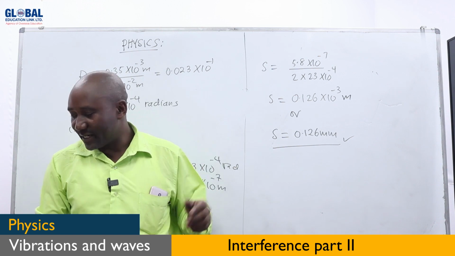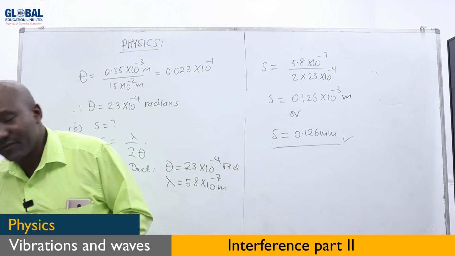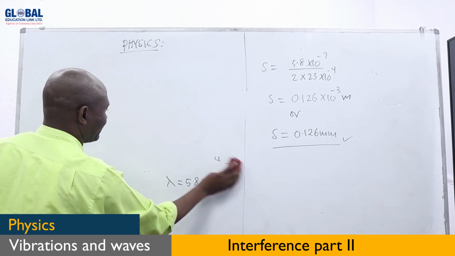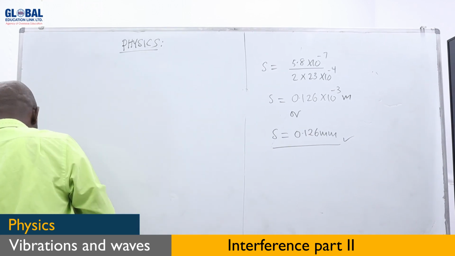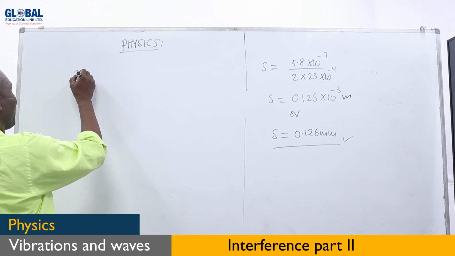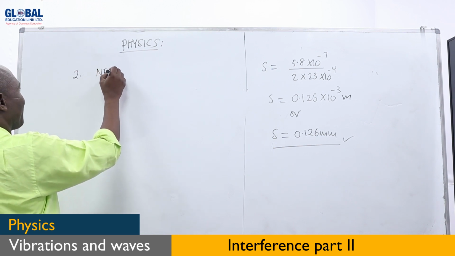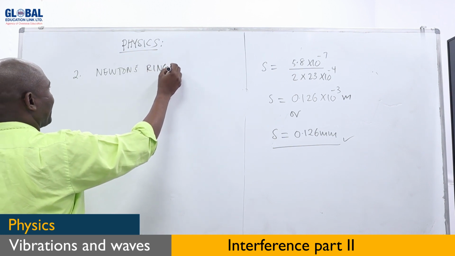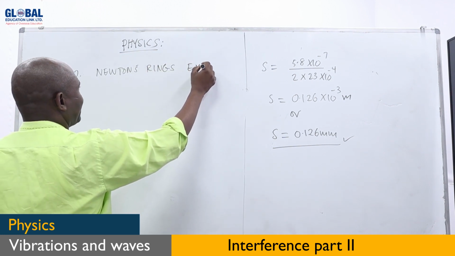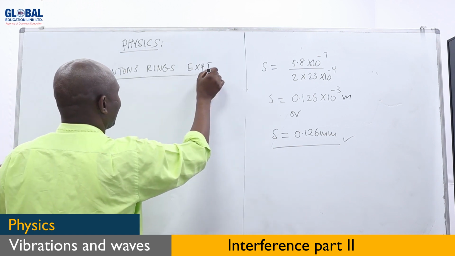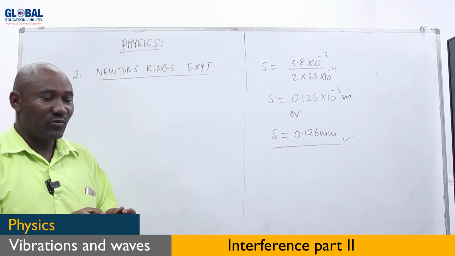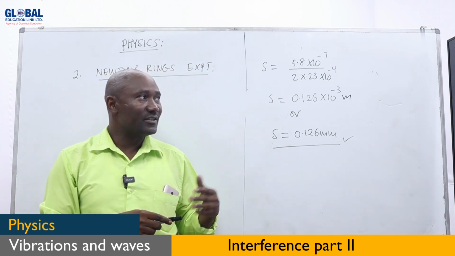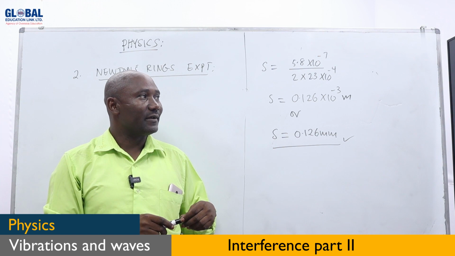So let's see now the second part of the experiment, which is Newton's ring. Newton's rings experiment. This is an experiment which was done by Newton, and he was trying to investigate whether we can form interference using this arrangement.